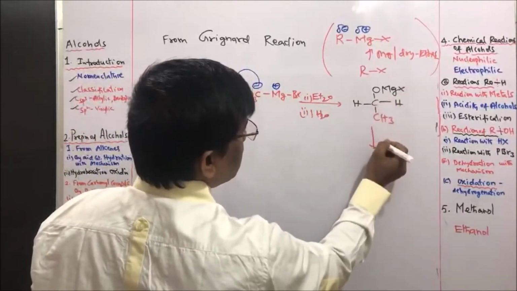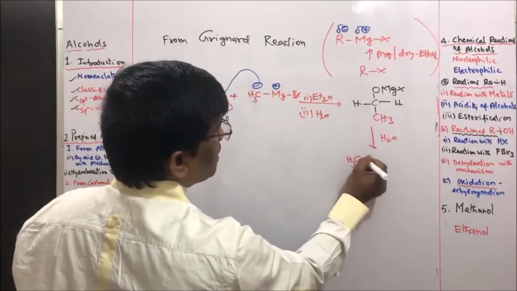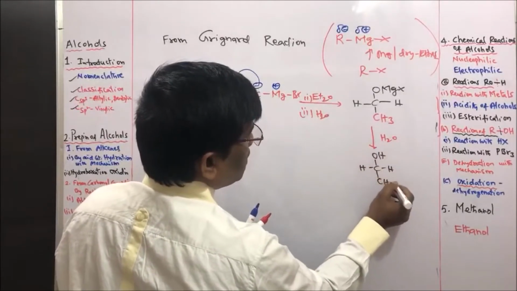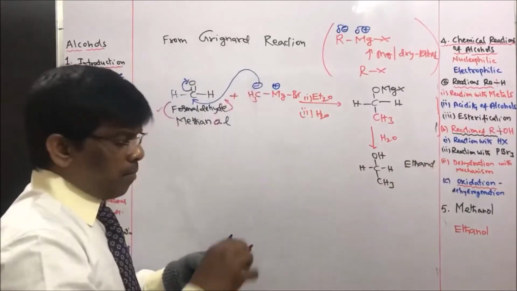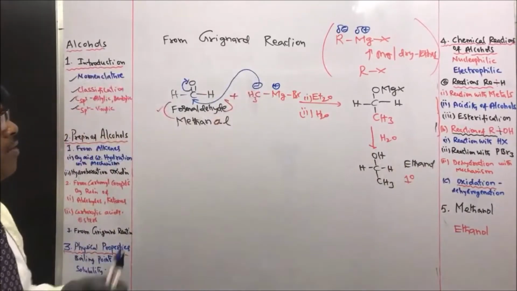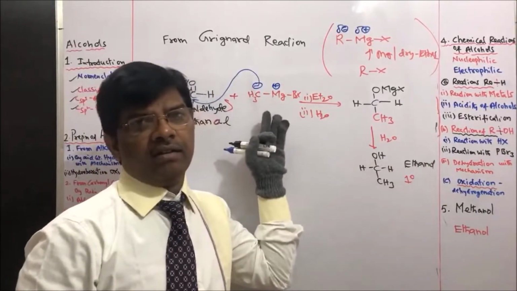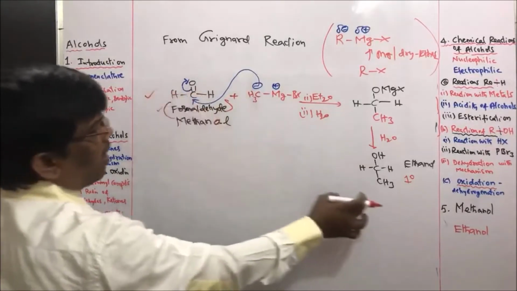This RMgX complex upon hydrolysis gives CH3CH2OH, with the hydroxy group and this methyl, and this is nothing but ethanol, a primary alcohol. Ethanol can be prepared from formaldehyde using methyl magnesium bromide. So only this compound is going to give a primary alcohol.